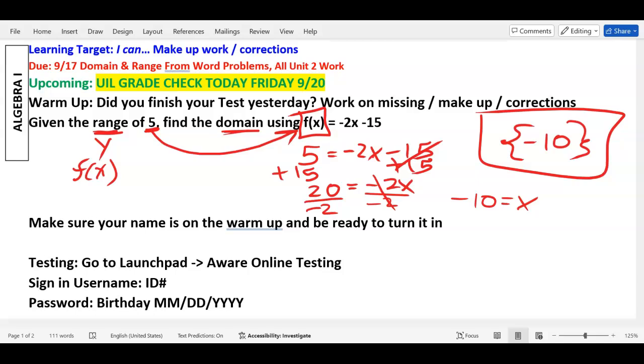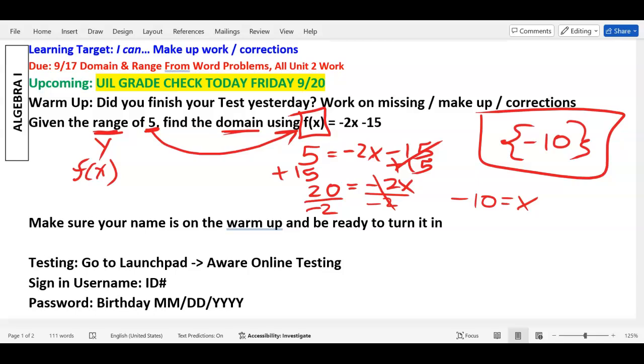Today, you have time to look at your little grade sheet. Anything with a 1 is missing, right? 1 means missing. Any grade below 70, you can fix it, right? Pass up your warm-ups to the front.